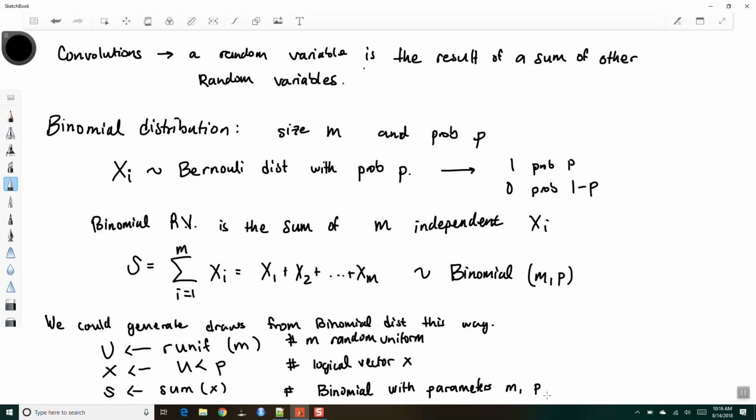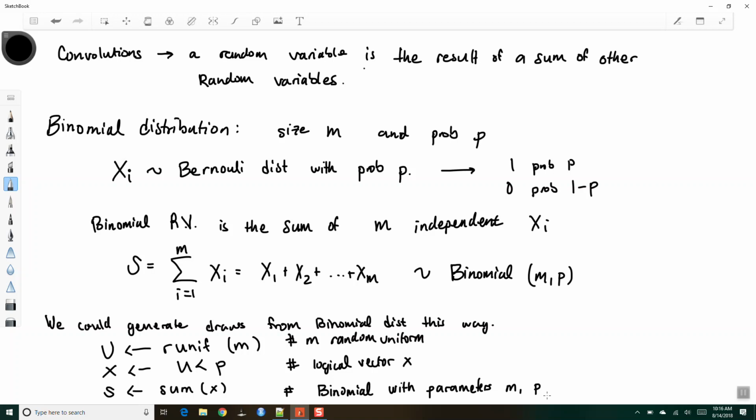Is that okay? What if I wanted to have n draws from the binomial? What would I do? Well, one option is that I could just throw this into a loop and have it run n times, right? I could just say for i in 1 through n, do this, and then each time it sums it up and does this, right?